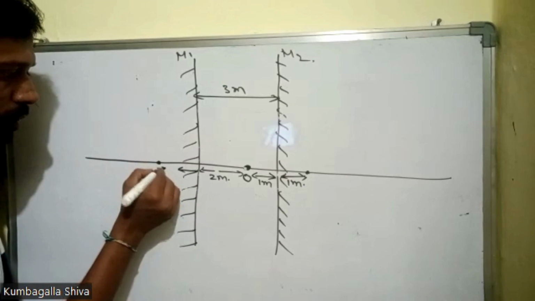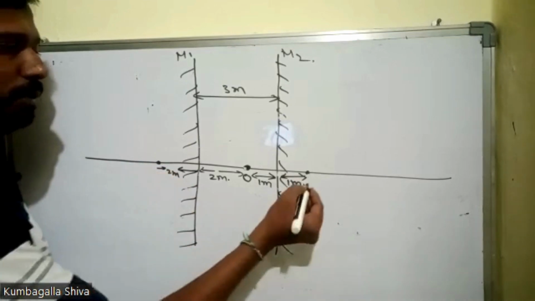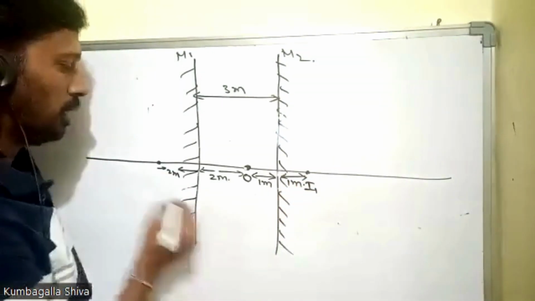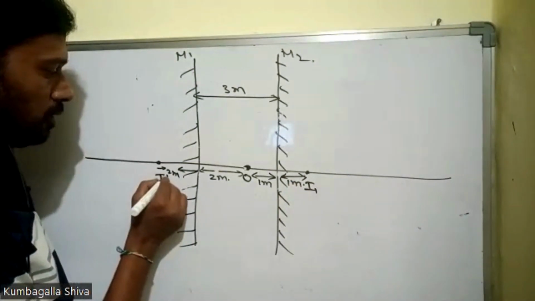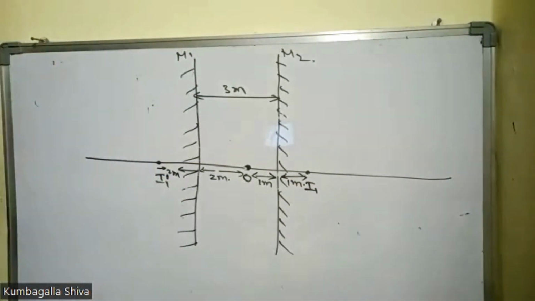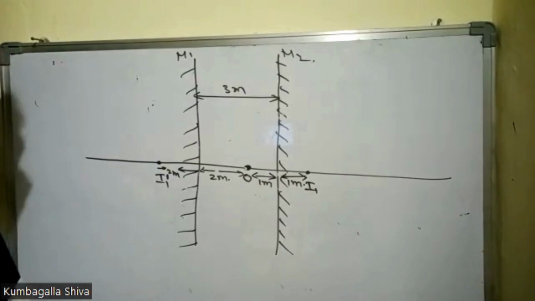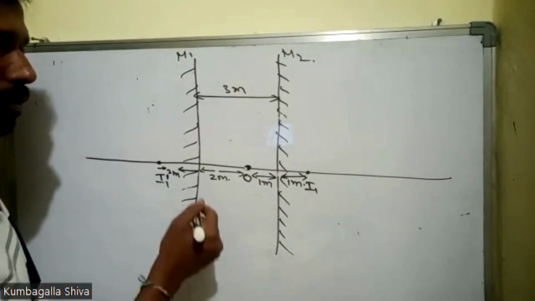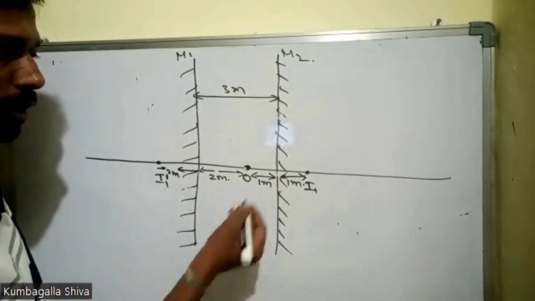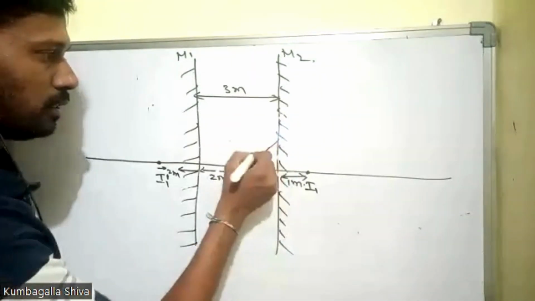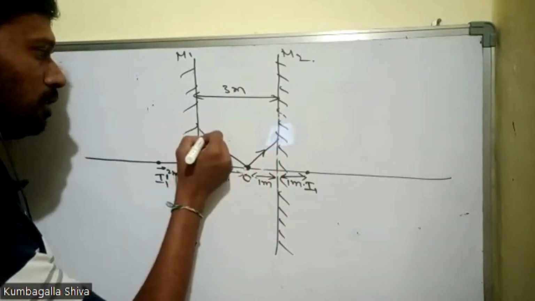How much? 2 meters. So I name it I1. I name this as I1 dash. Okay, right? I1 dash. Now we know a simple principle: whenever we need an image, we need an incident ray. This is an incident ray. This is also an incident ray.